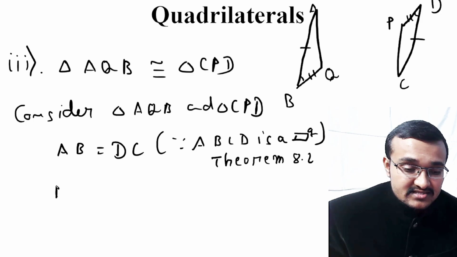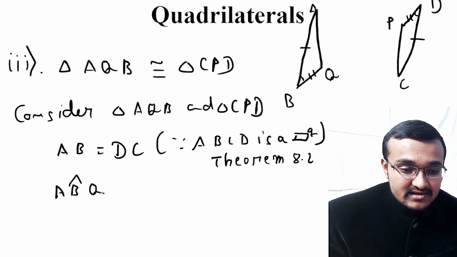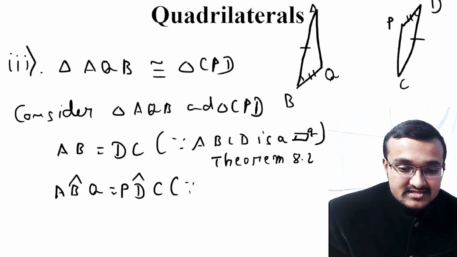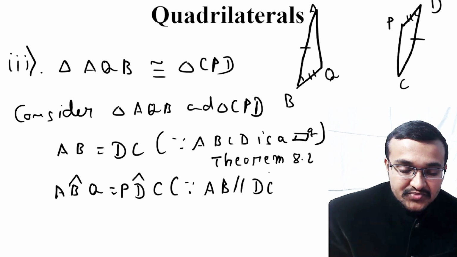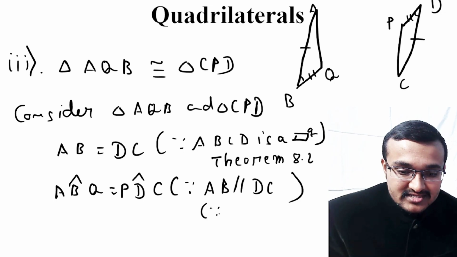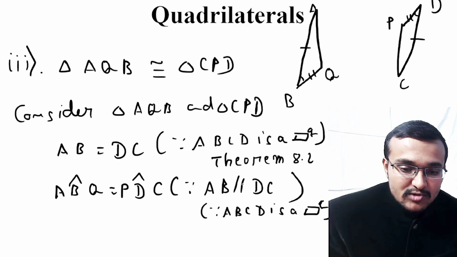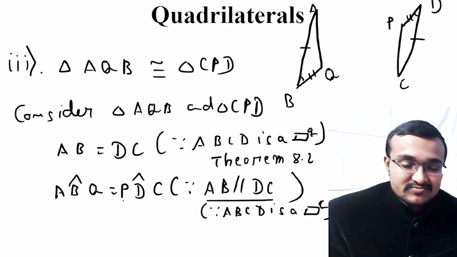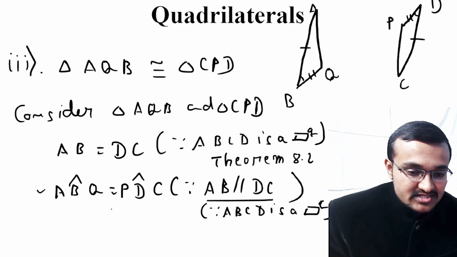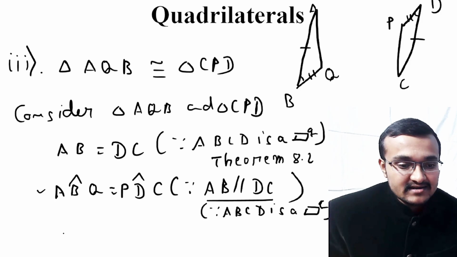Here we can consider angle ABQ and angle PDC are equal to each other. This is because AB is parallel to DC. So why is AB parallel to DC? Since ABCD is a parallelogram, opposite sides will be parallel to each other. So AB is parallel to DC. That means angle ABQ is equal to angle PDC.